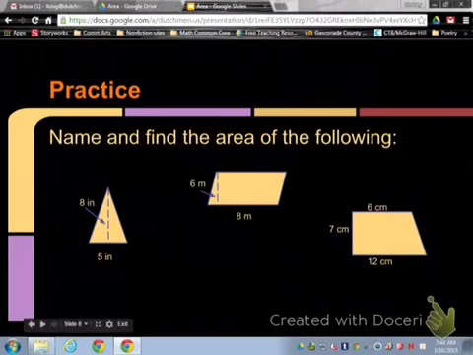So let's practice. We're going to name each figure and find the area of each.